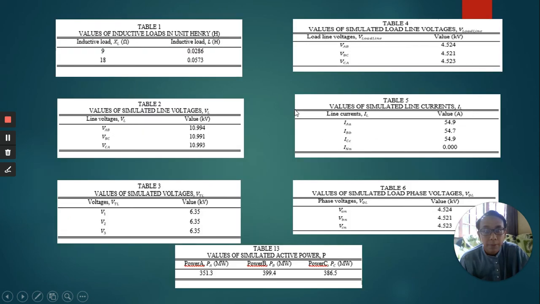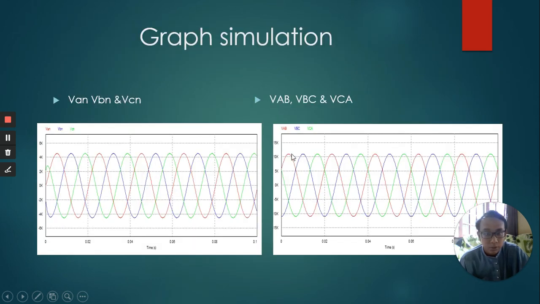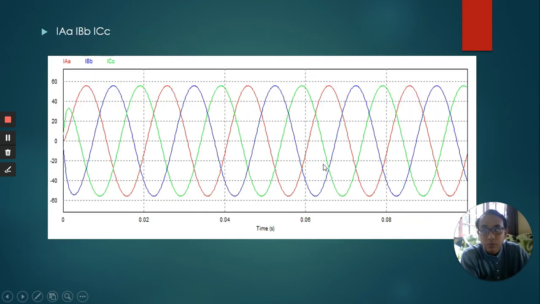This is VAB. That's for line voltage. You can see that the peak is 10.994 kilovolt. So for the line with color red, we assume as VAB. For the blue, we assume that VBC, and for the green one, we assume as VCA.